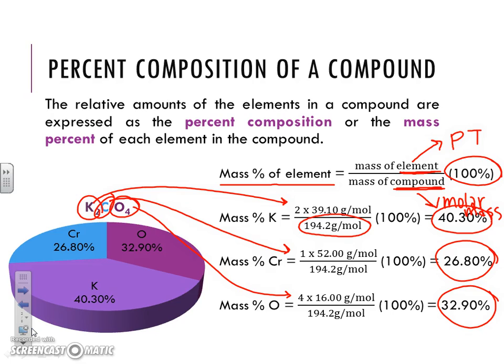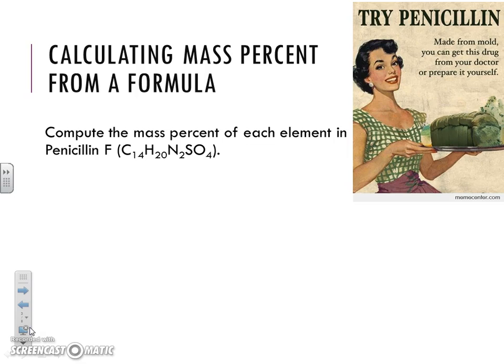So let's go ahead and try an example to solve for percent composition. In this example, we want to calculate the mass percent of each element in the molecule penicillin F. Penicillin, of course, is a type of antibiotic that we use even now to treat certain types of infections, and it has a long formula, C14H20N2SO4. It's a pretty big molecule, and so we're going to figure out what percent by mass each element in this compound represents.